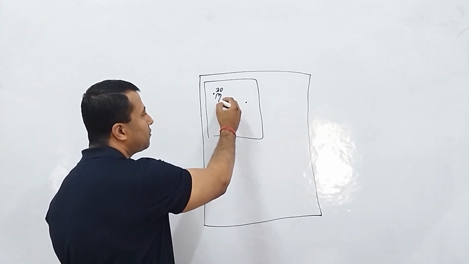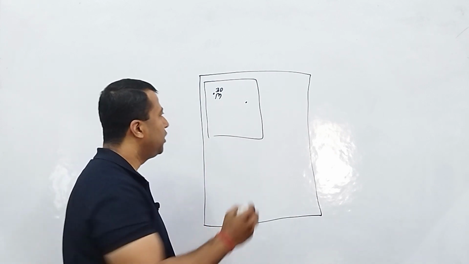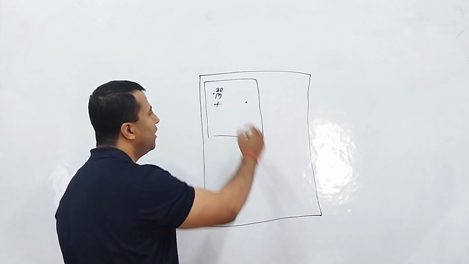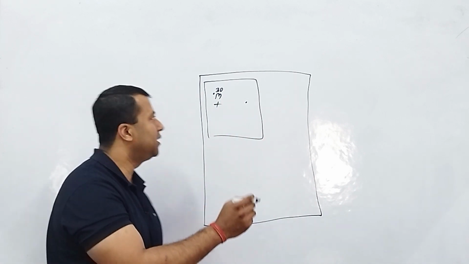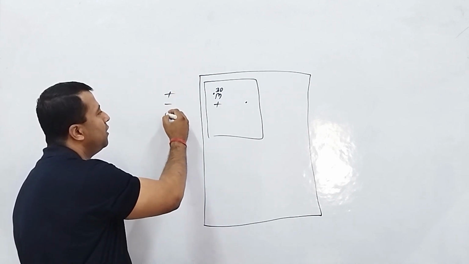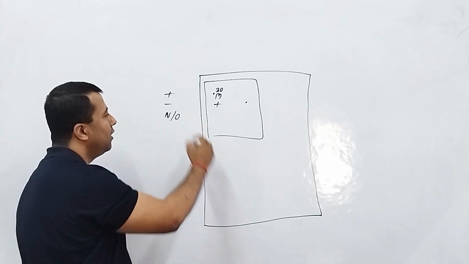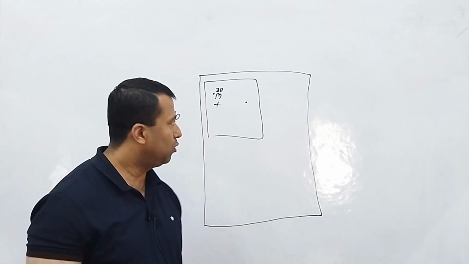And if you perceive that character in a positive mood, you will simply write the plus sign. And if you perceive that character in negative mood, you will simply write minus sign. So plus for positive, minus for negative, and N or 0 for neutral. This will be defined by the particular board which you go to.